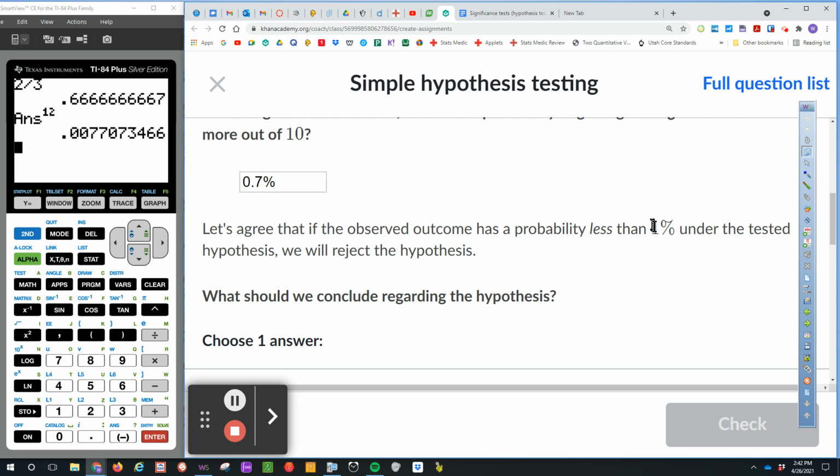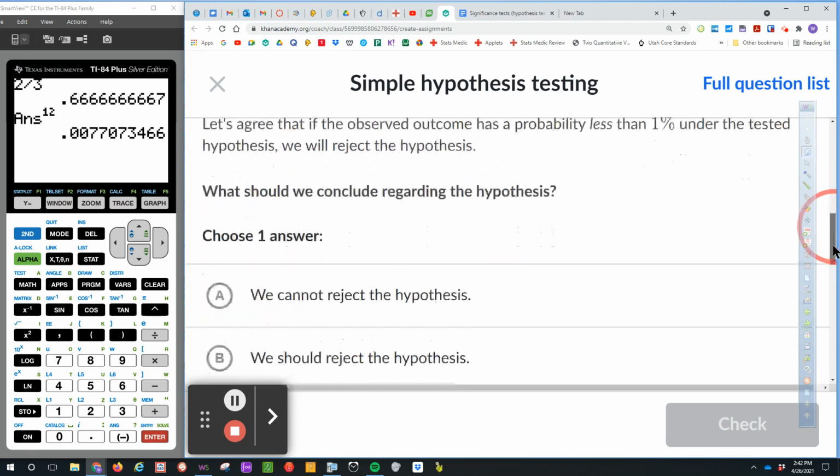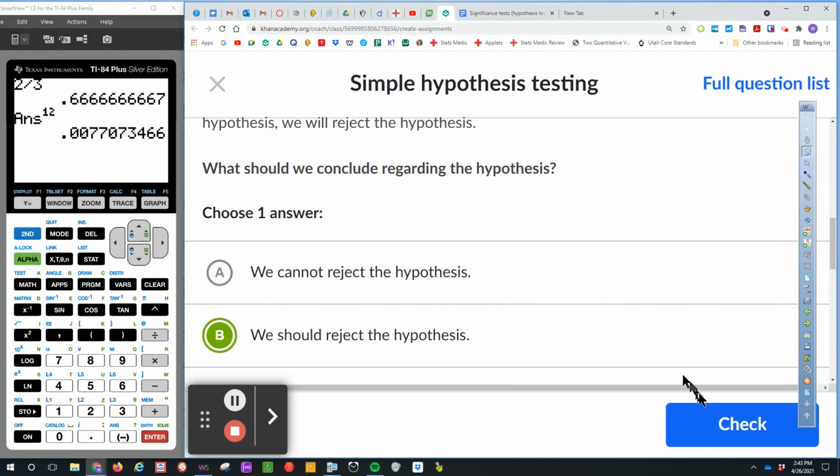this is less than 1%. So if it's less than 1%, we should reject the hypothesis.